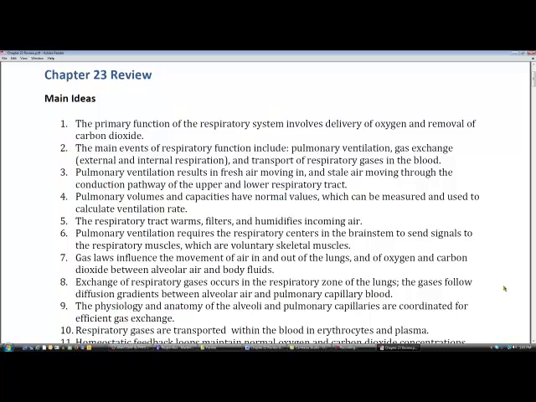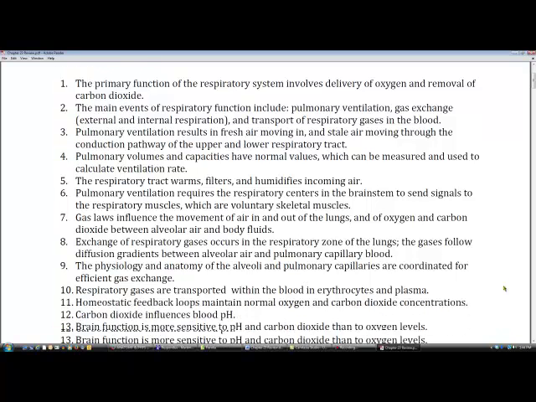So down to number 9, the physiology and anatomy of the alveoli and pulmonary capillaries are coordinated for efficient gas exchange. Now, I don't have anything else in this review on this, so let me say just a word about that. The deeper you breathe, the more fresh air you get into your lungs, the more you dilate the blood vessels in the pulmonary circulation. More air, more blood. Less air, less blood. So if you're sitting at rest and breathing fairly shallowly, you're sending less blood to the lungs than you do when you're exercising. That's pretty intuitively obvious, I think.